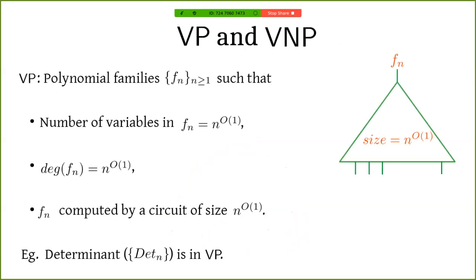Now let me talk about algebraic complexity classes VP and VNP. Just as in Boolean complexity theory, we have classes P and NP. In algebraic complexity theory, we have classes VP and VNP. VP is the class of all polynomial families Fn, such that the number of variables in Fn and the degree of Fn are polynomial in n, and Fn can be computed by a polynomial-sized arithmetic circuit. An example of a polynomial family in VP is the determinant polynomial family. Here DETn denotes the determinant of an n cross n symbolic matrix.